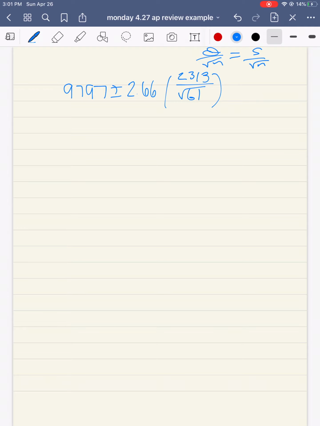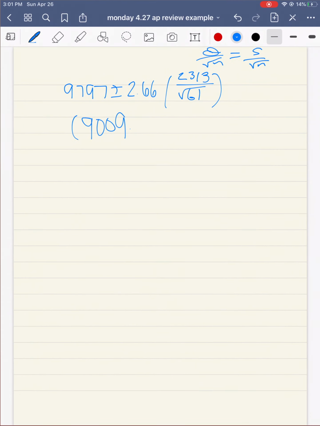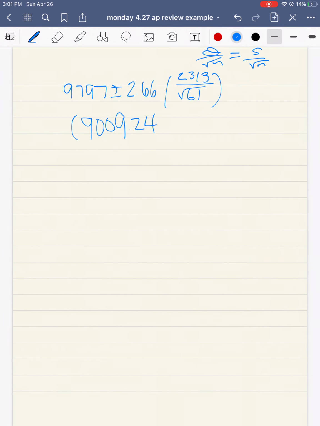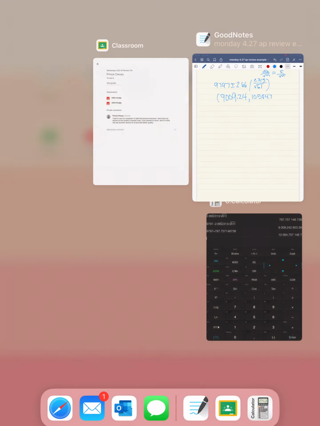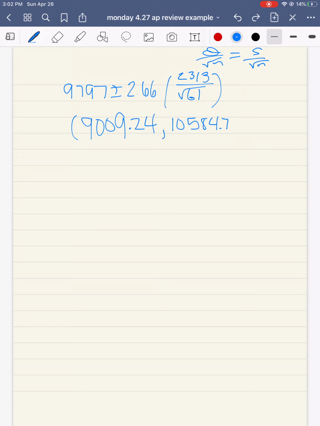Okay. So 9,009. Let's just include 2 decimal places here. 0.24 to 10,584.76. Okay, so we've actually calculated the confidence interval.